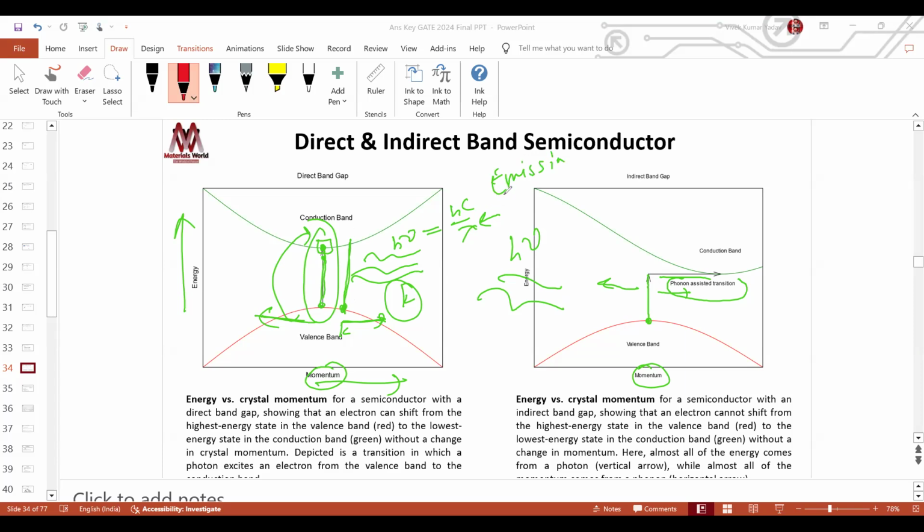Visible means from blue to red, so the visible range is from 300 to 700. That means you get a light emission from the material. This is the concept we use in LEDs, where there is a visible light emission.